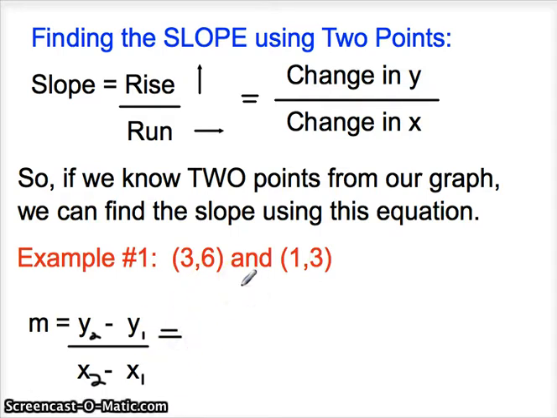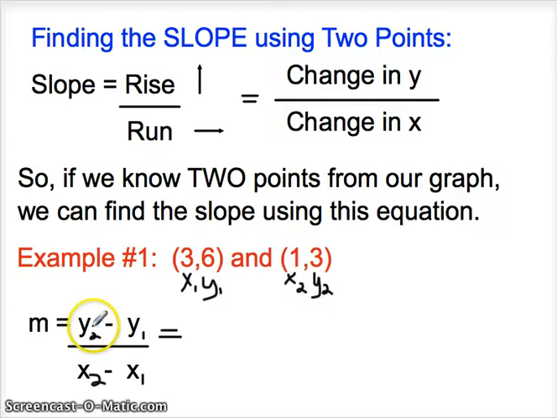Before I just start plugging them in, I'm going to label each one first to make it easier. 3 is an x, so I'm going to call it x1. And 6 is a y, so I'm going to call it y1. 1 is an x, so it's going to be x2, so I don't confuse it with the first x. And 3 is a y, so it's going to be y2. Now that they're all labeled, it will be easier to plug them in.